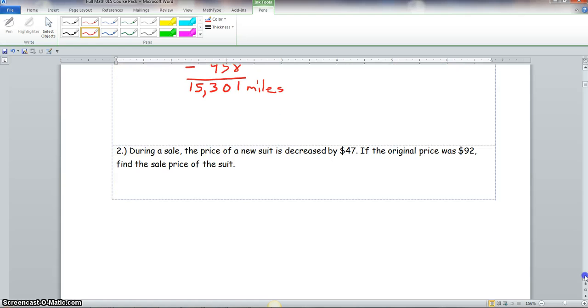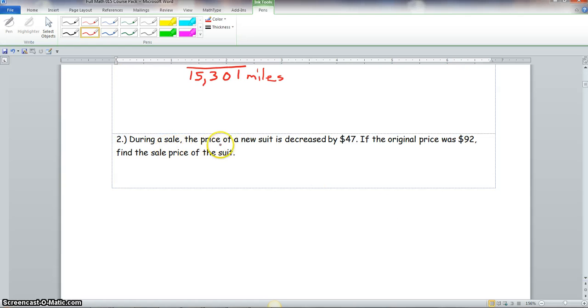Now we go to problem number 2. It says during a sale, the price of a new suit is decreased by $47. If the original price was $92, find the sale price of the suit. Now you know if you're going shopping and you look at the tag and you see that the original price was $92 and they say that they're going to decrease it by 47, you know that the 92 would go first minus the 47. Now remember, these are dollars, so we need to put a dollar sign.